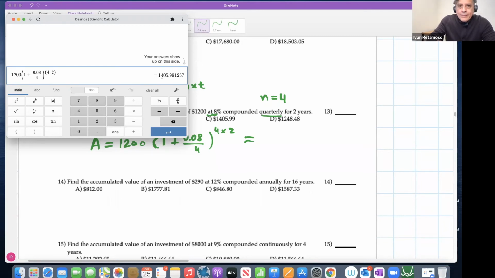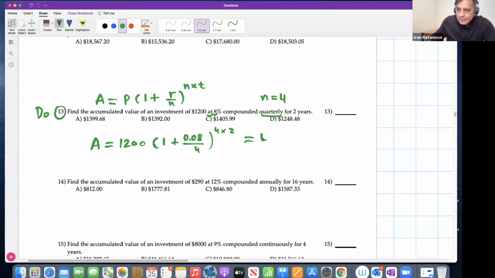$1,405.99, right? Yeah, so 1,405, let's write it to 2 decimal places. Remember, that's the agreement, $1,405.99, right? It kind of makes sense because, look, your 1,200 became 1,400 over 2 years, right? Makes sense, so everything good.